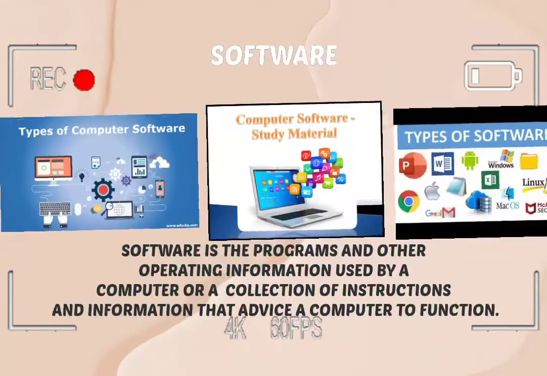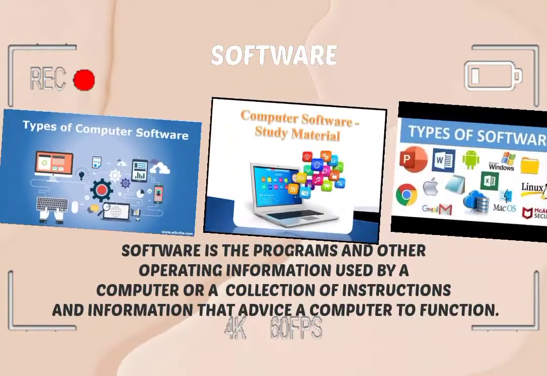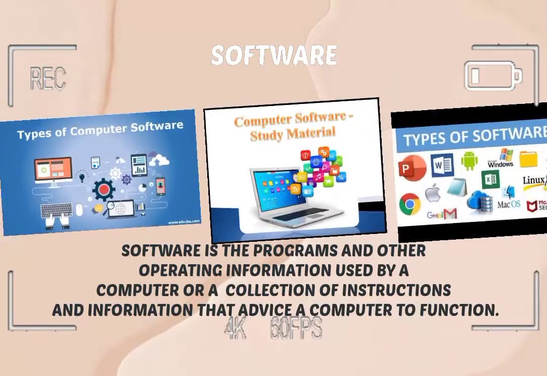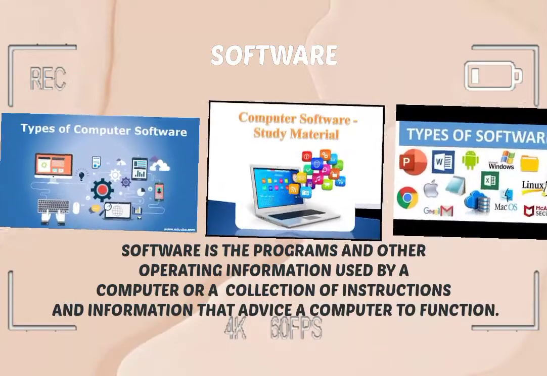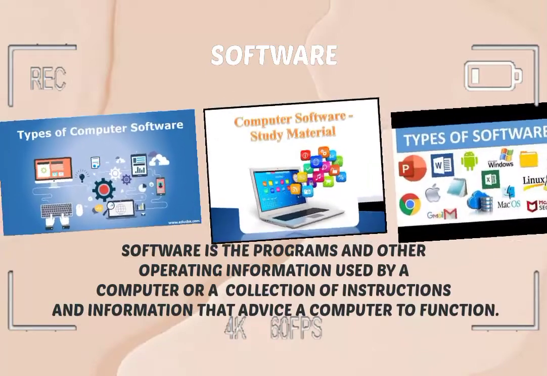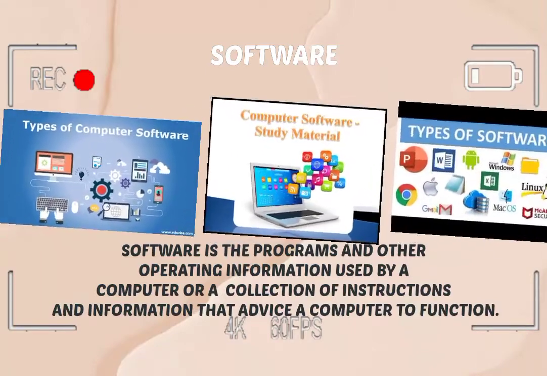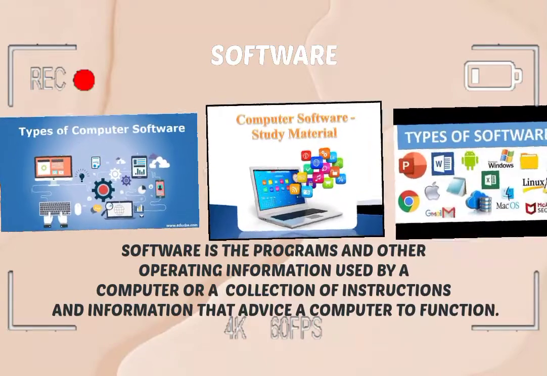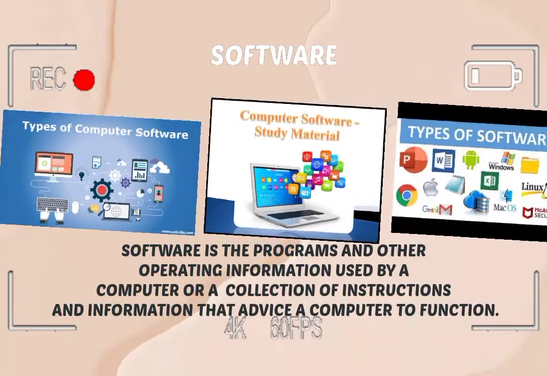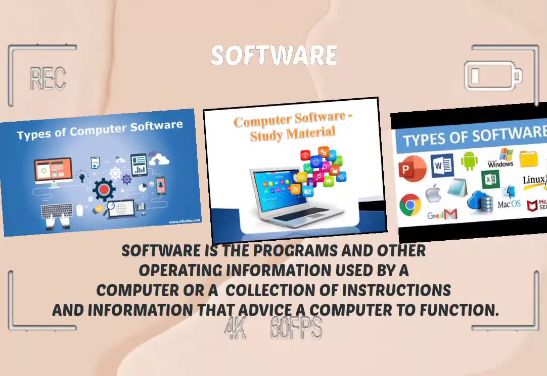We also have here software. What exactly is software? Well, software is programs and other operating information used by a computer or a collection of instructions and information that advise a computer how to function. This is as opposed to equipment from which the framework is fabricated and really plays out the work.